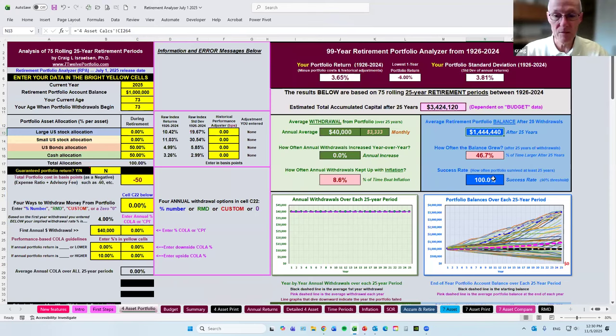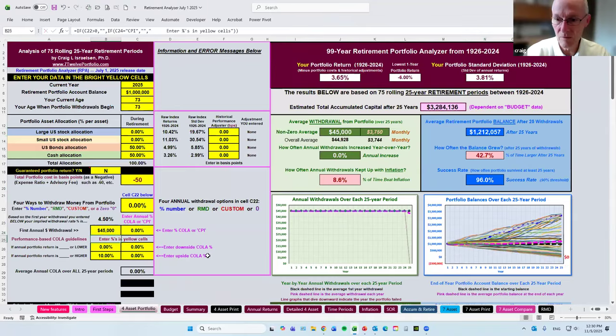100%, because again, it's a low enough withdrawal. Well, I'll show you in a second, but a $40,000 withdrawal from a $1 million start, that's doable. Let me show you though how quickly this thing caves in. Let's do a $45,000 withdrawal.